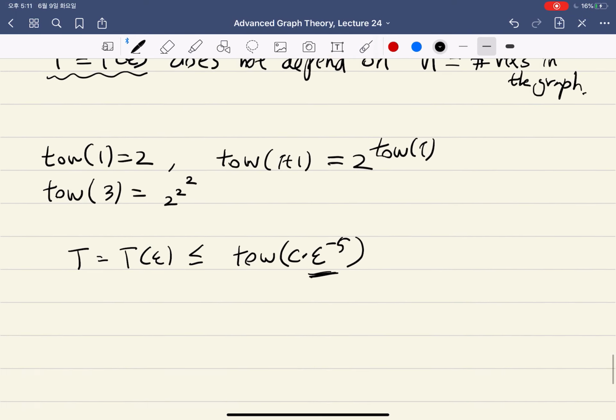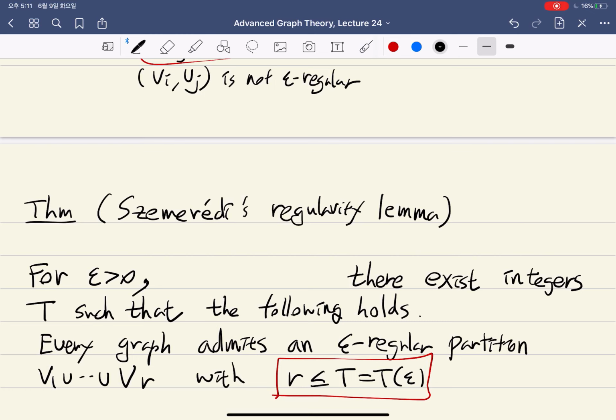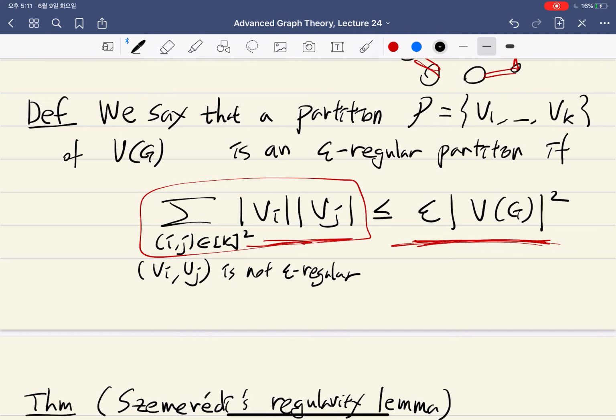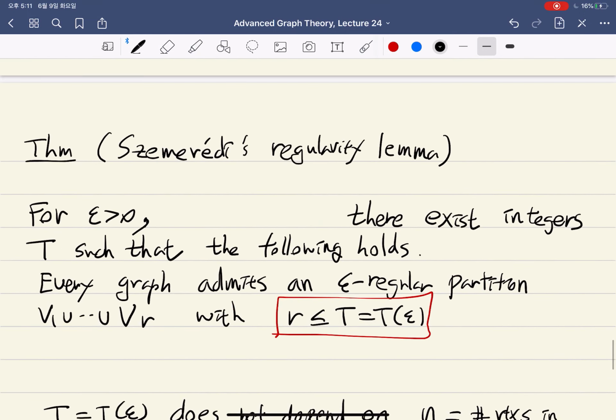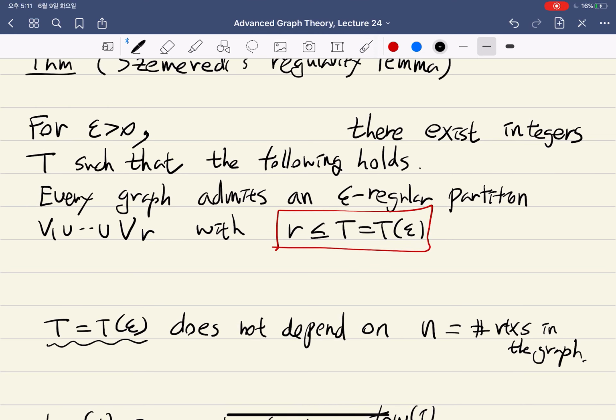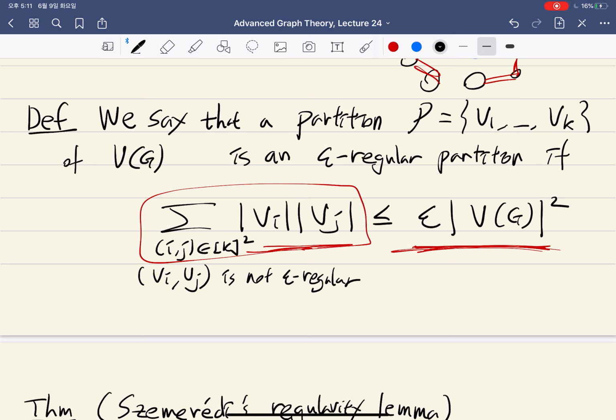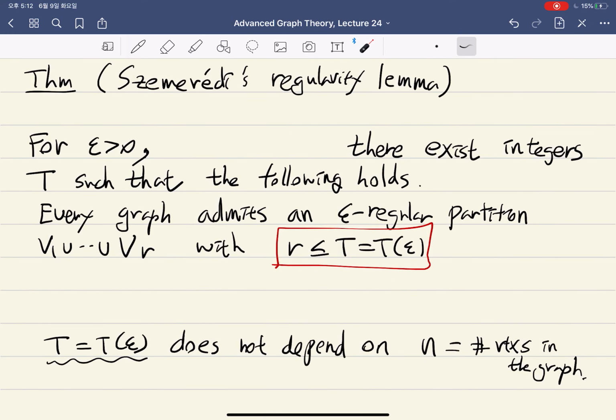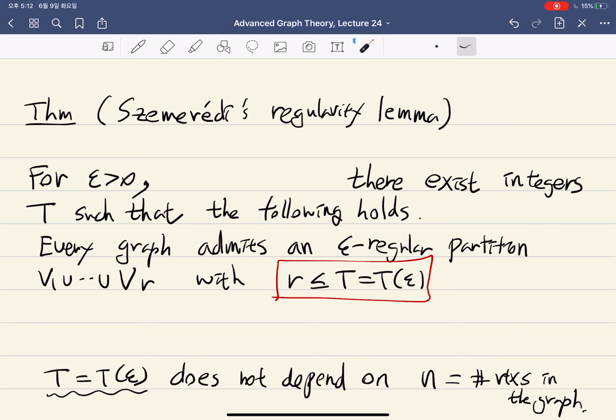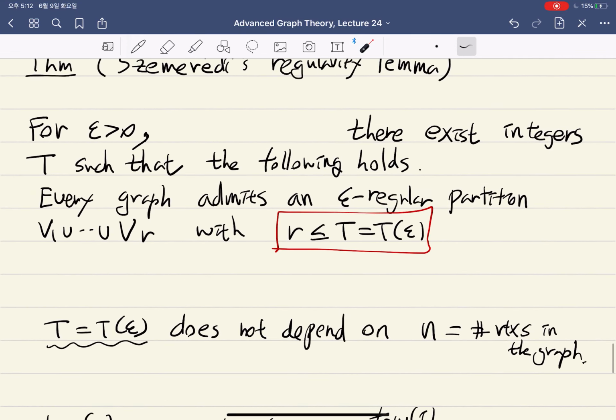So we can ensure that sometimes this partition that we get, the number of parts might be small. One thing I forgot to mention is that here we also count the pairs i, i. If you have Vi and Vi, then that's not epsilon regular, so that's also counted here. For example, if you just take R equal to 1 and V1 is everything, then this is never an epsilon regular partition. So it forbids that.